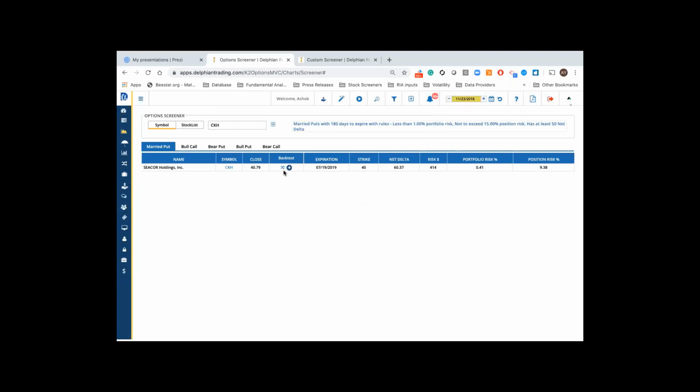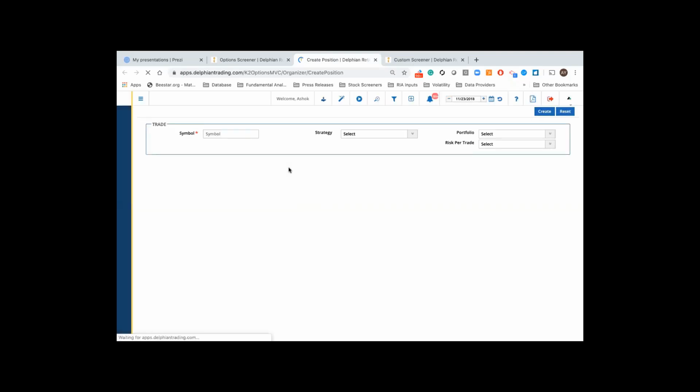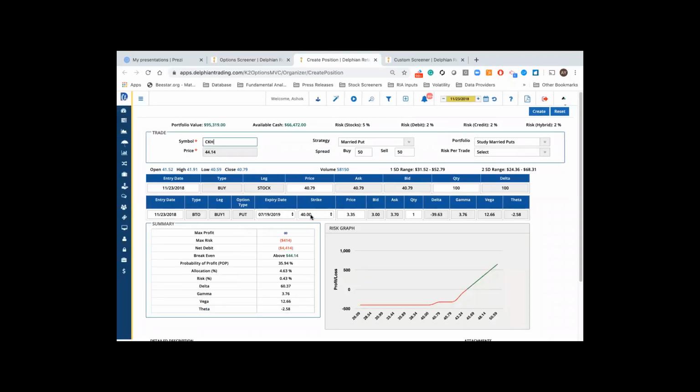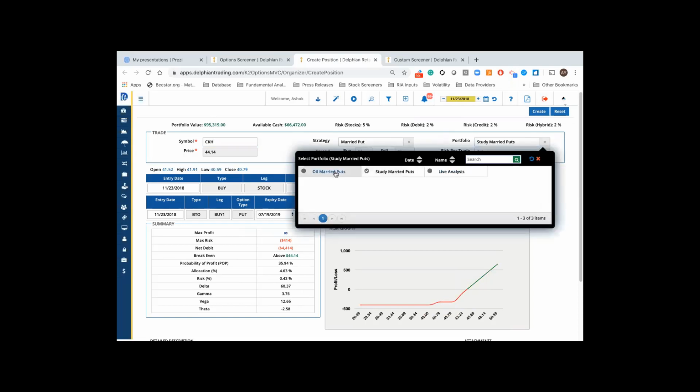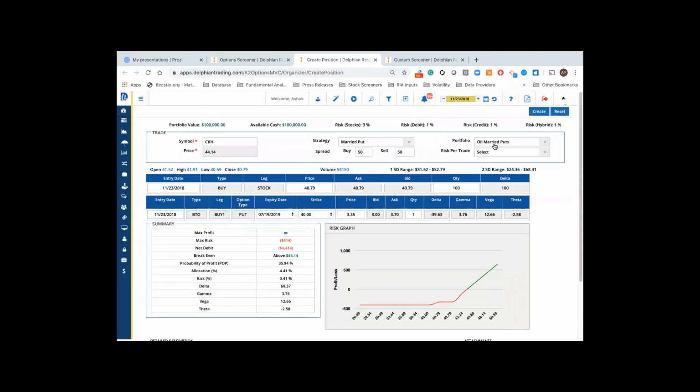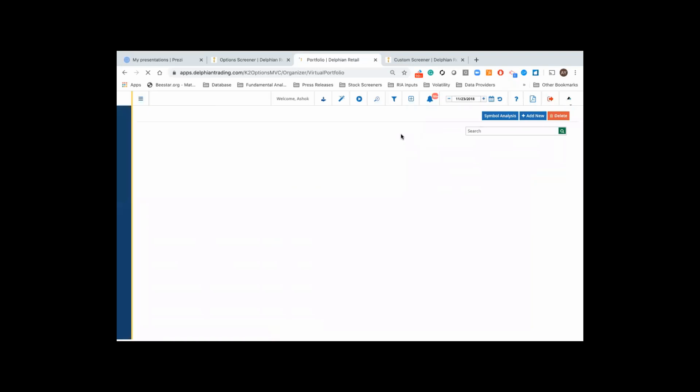We are happy with 40? 40 strike? Okay. So here we have a plus sign, right? You hit this plus sign, it will go to the create position stage. We are happy with the $40 put. We are happy to buy the stock at 40.79. Here it shows the same metrics, a little more in detail, and in a graphical way. It already carried this 30 merit puts as the default one, but I created this one. I want this to be in this portfolio. I changed that, create. Now the position is successfully created.